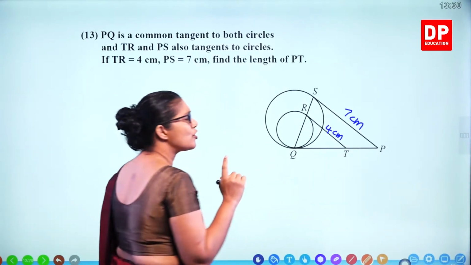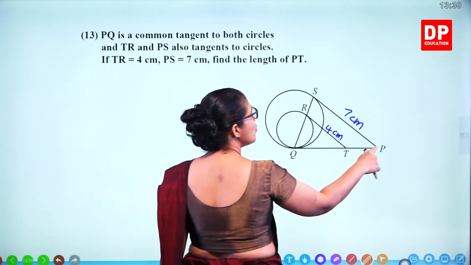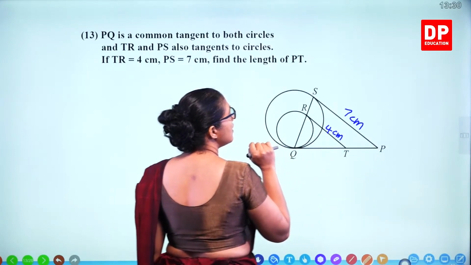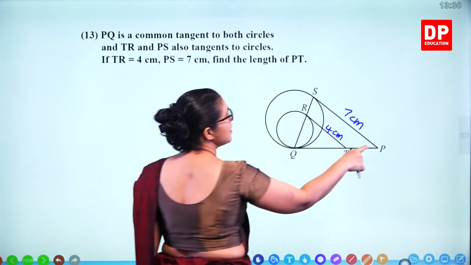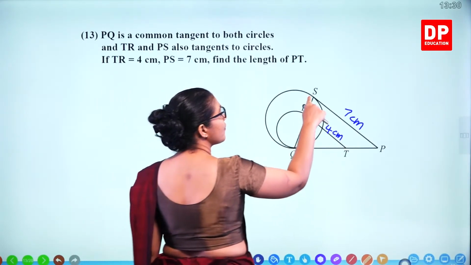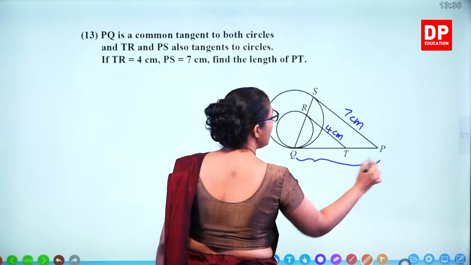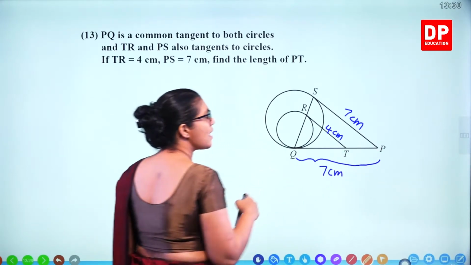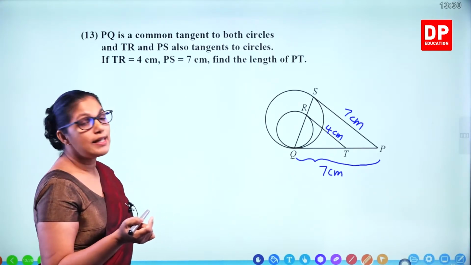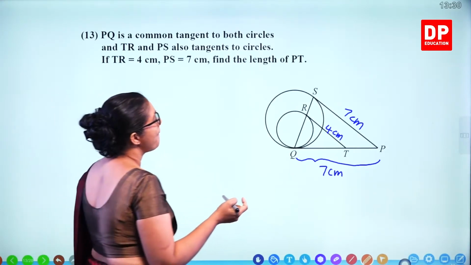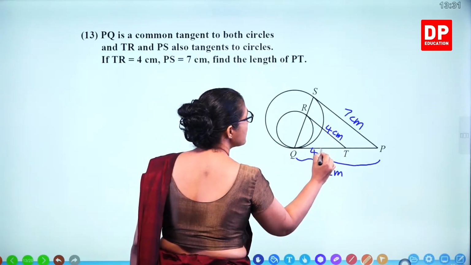This one. So what do you know about the length of tangents? When you draw two tangents from a point outside the circle, what do you know about this length and this length? So we know P length is 7 centimeters because P is the outside point. So tangent lengths are equal. We know these two are also tangents to the smaller circle. So this is 4 centimeters.